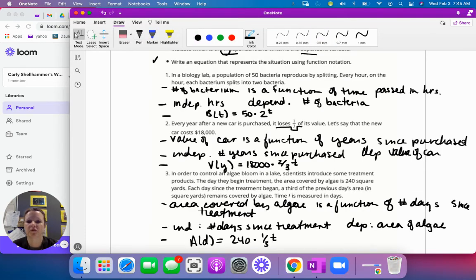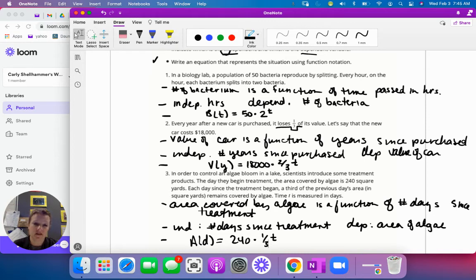In order to control an algae bloom in a lake, scientists introduce some treatment products. The day they begin treatment, the area covered by algae is 240 square yards. Each day since treatment began, a third of the previous day's area remains. Time is measured in days.